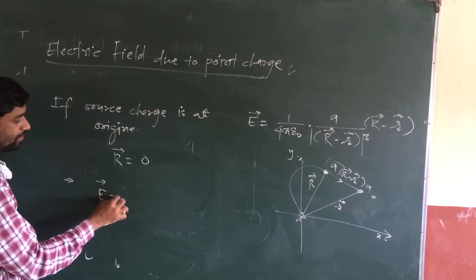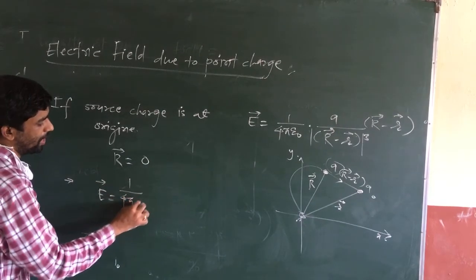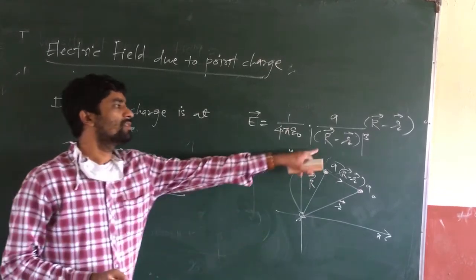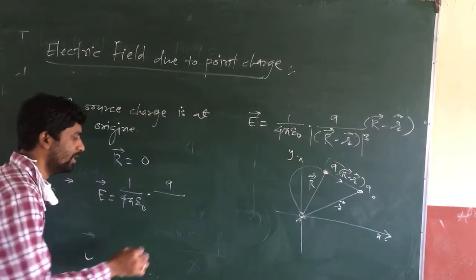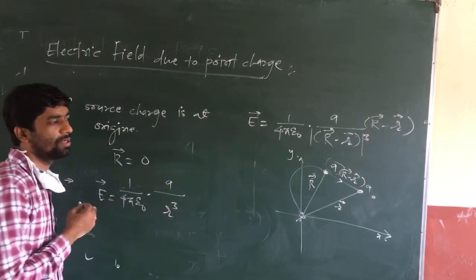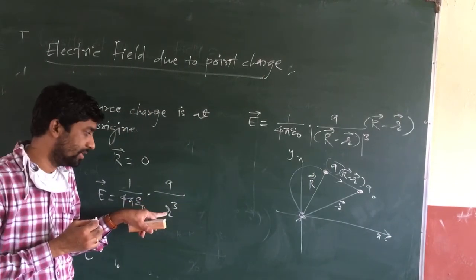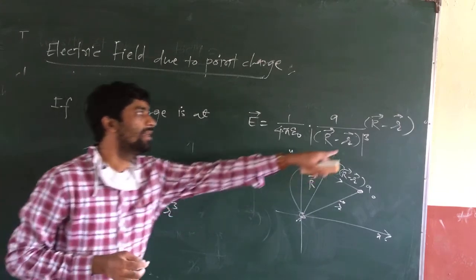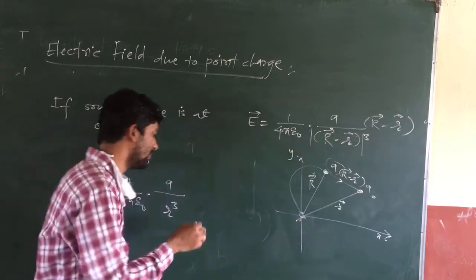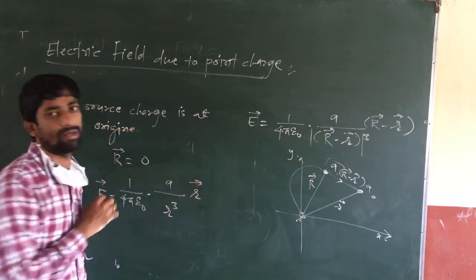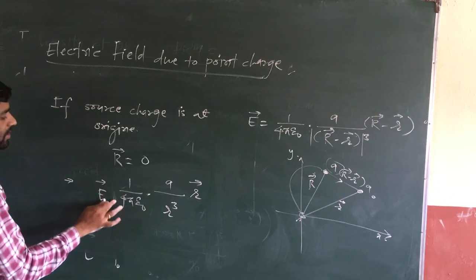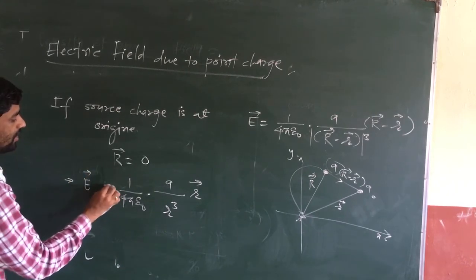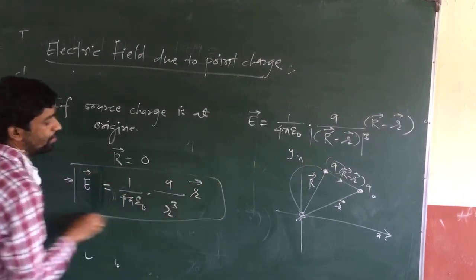So if the source charge is at the origin, this capital R vector is 0, and you can write the equation for the electric field as 1 upon 4 pi epsilon naught, Q divided by, here we substitute capital R equal to 0, then you will get r cube. It is not in terms of vector, here it is in terms of magnitude, that's why I have written only r cube, and here capital R equal to 0 will give you the r vector. So this is the electric field when the source charge is placed at the center of the origin.